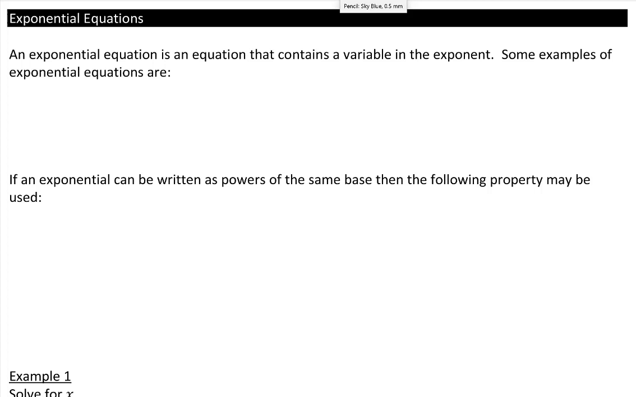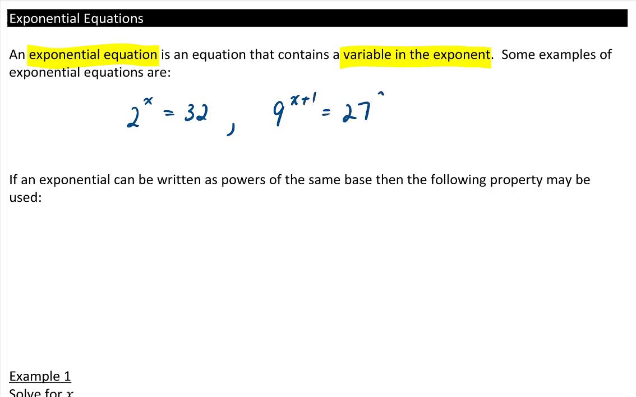So next up is exponential equations. An exponential equation is an equation that contains a variable in the exponent. Some examples are 2 raised to the exponent x equals 32, 9 raised to the exponent x plus 1 equals 27 to the exponent x, or 1 equals 100 times a half to the exponent of x over 3.